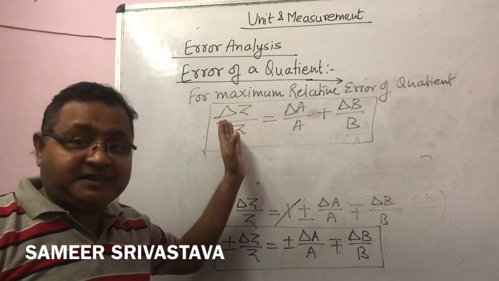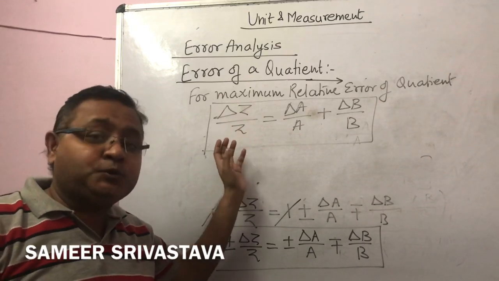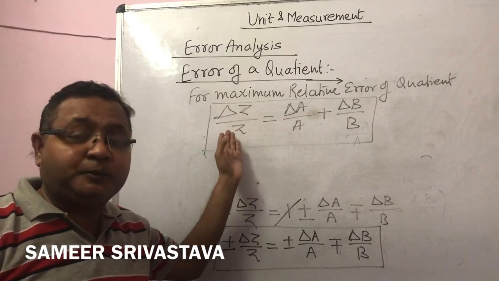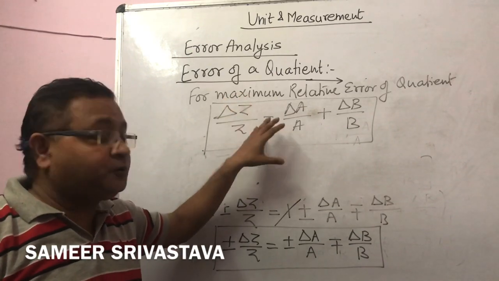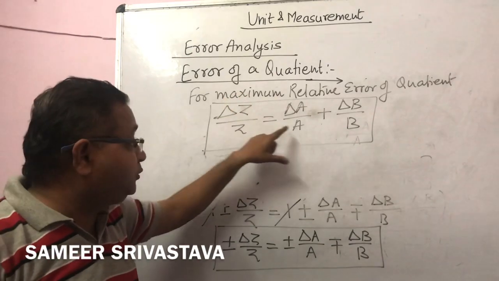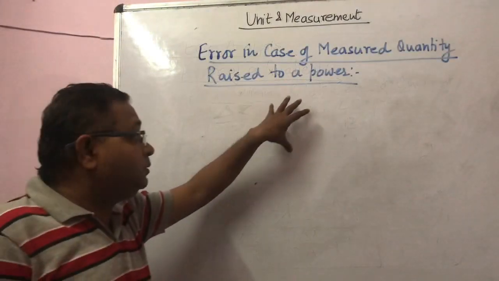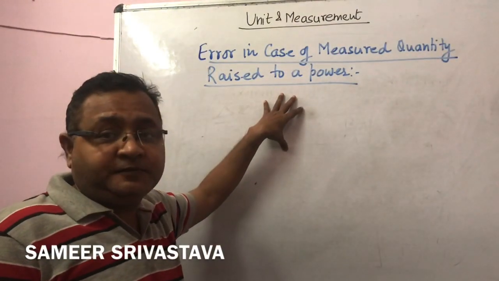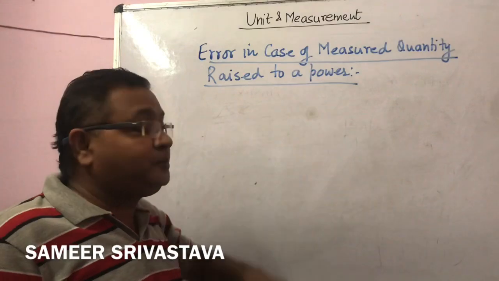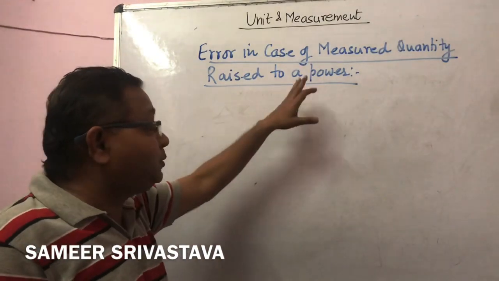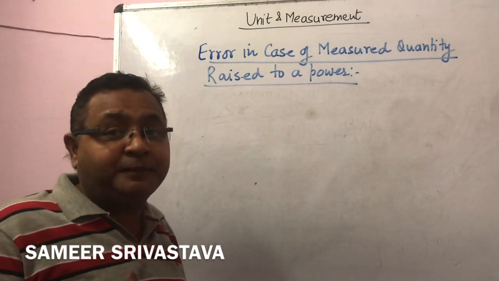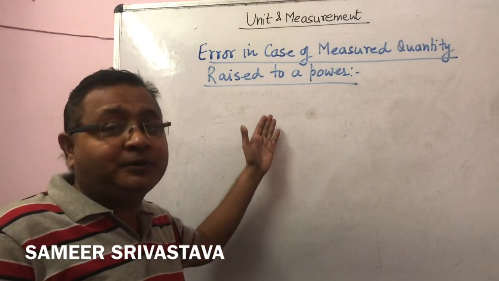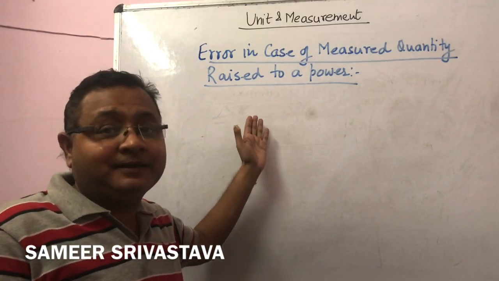I am taking some examples to explain how you can use the relative error condition for the product and quotient condition. Okay, now I am going to some numericals to explain how you can write this error equation. Now, one more thing I want to discuss with you: error in the case of a measured quantity raised to a power. What does it mean? If any measured physical quantity has a power, then how can you write the relative error in that condition?